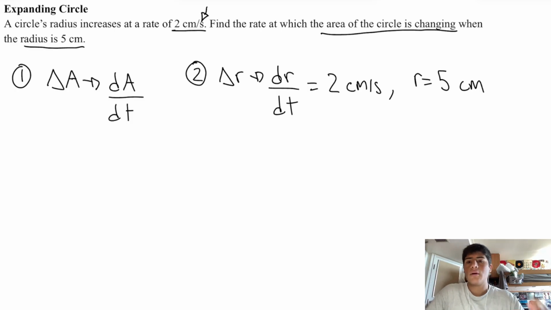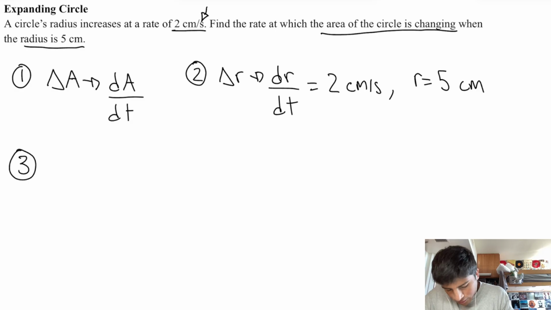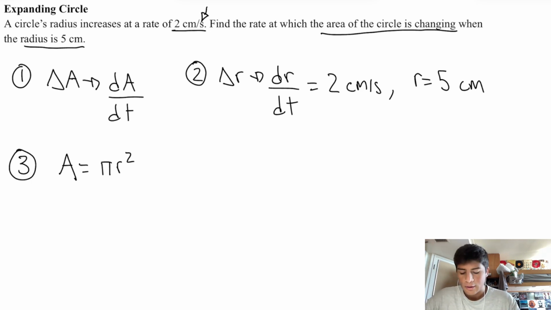So now we have what we want to find and what we have, and we need some sort of way to relate these two things. And this one's pretty easy. It's just going to be our area of a circle equation. So our third step is going to be the equation that relates these two things. Area equals pi r squared. Our two variables are A and r, area and radius, and those are the two things that we have and what we want to have.